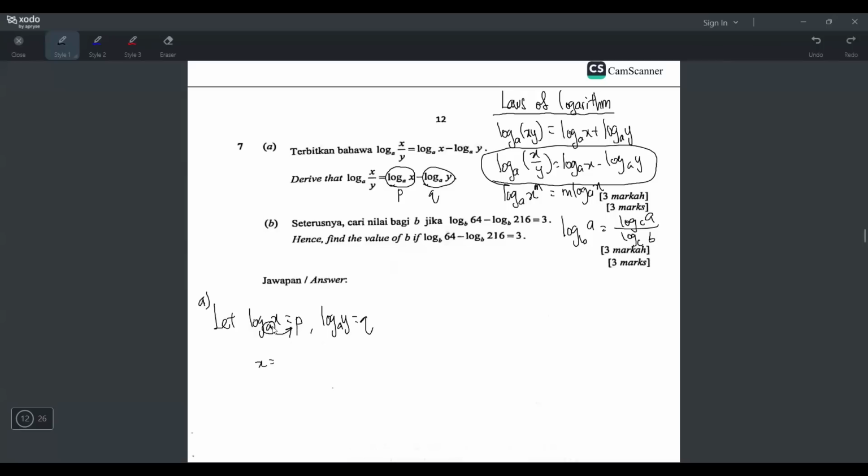But when you move it, the log base becomes the number base. And then this p becomes power already, right? And you do the same here also, apply the same step, you will become y equals a power q, right?